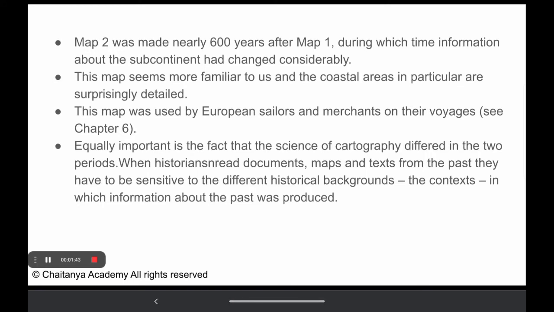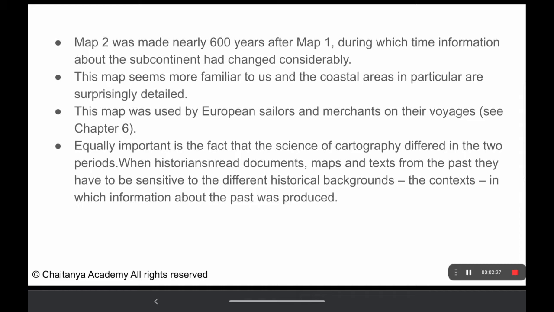Map 2 was made nearly 600 years after Map 1, during which time information about the subcontinent had changed considerably. The map seems more familiar to us, and the coastal areas in particular are surprisingly detailed. This map was used by European sailors and merchants on their voyages. See Chapter 6. We will read this further.